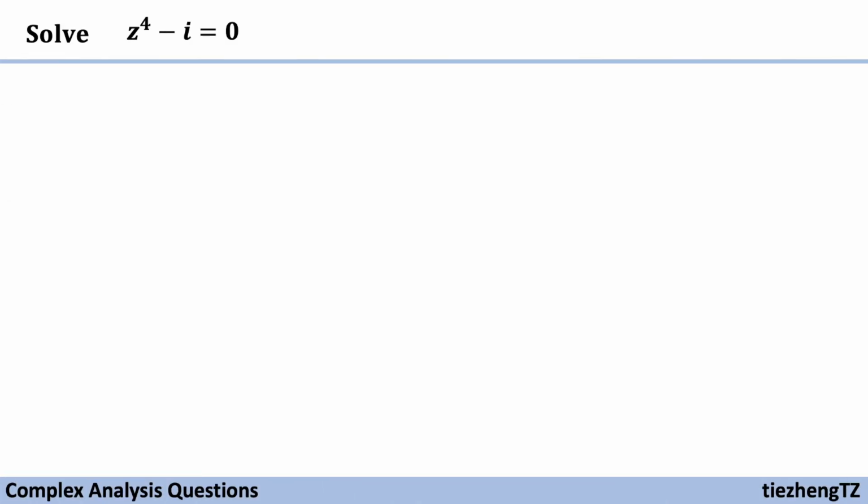The question in today's video is to solve the equation to find z, and the equation is z to the power of 4 minus i equals 0. So first, we can rewrite this equation as z to the power of 4 equals i.